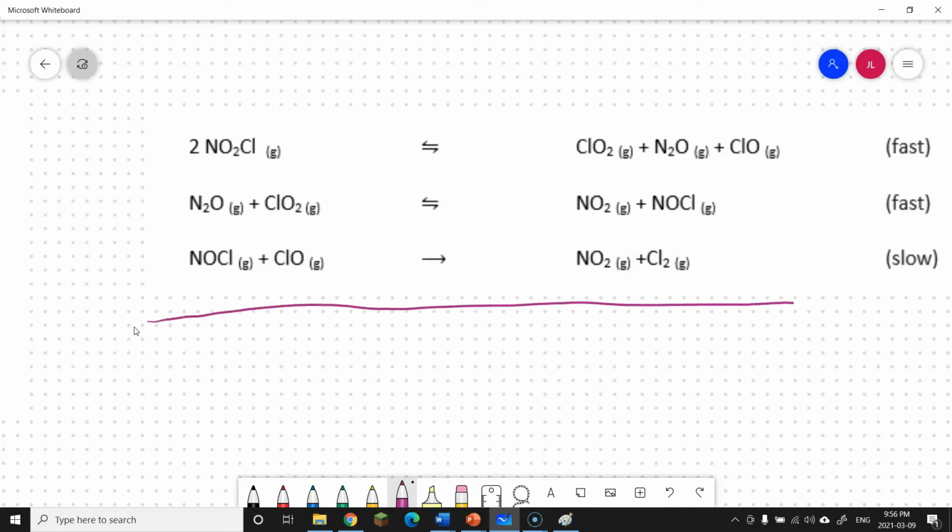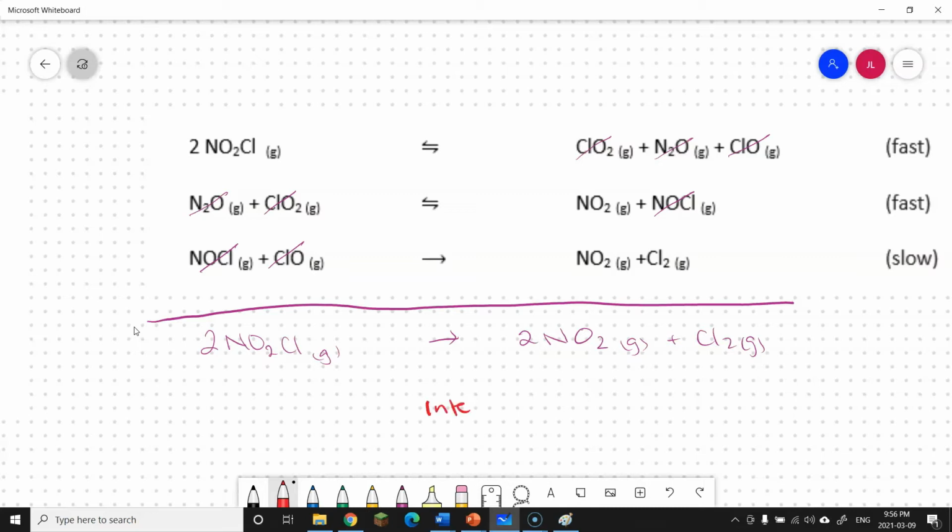So what I'm going to do is look to see if there's anything that's on both sides, to see if there's anything that cancels out. And right away, I'm able to come up with my overall reaction. Now I know that anything that was canceled out is a reaction intermediate.